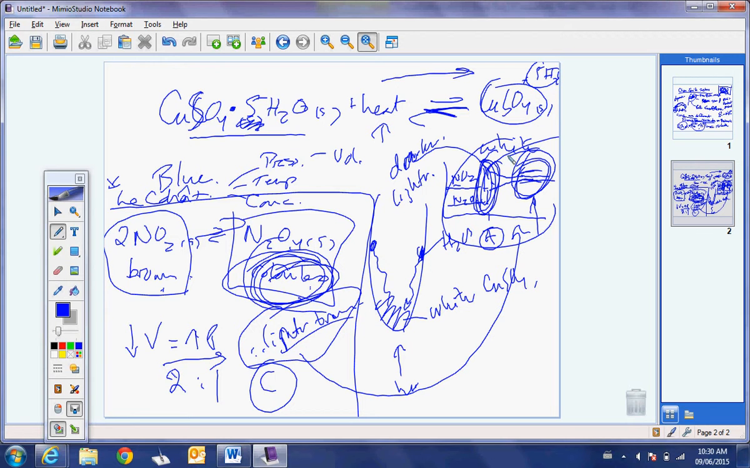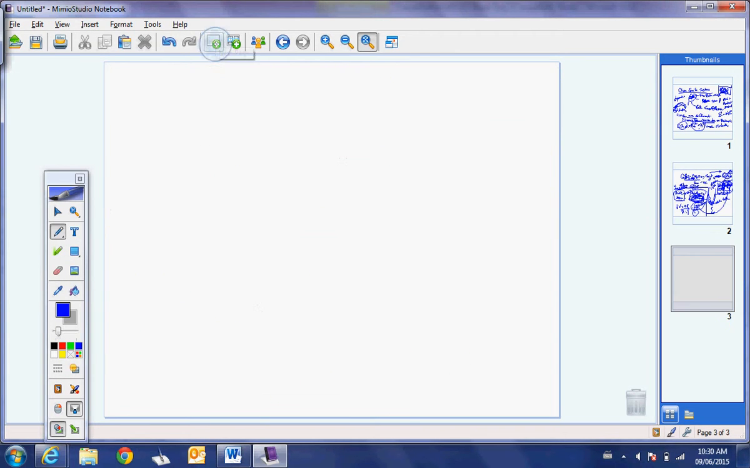Okay, so back to... Do we have to do any more on Le Chatelier? Are we good with Le Chatelier, boys in the back? Okay. So, equilibrium law expression.